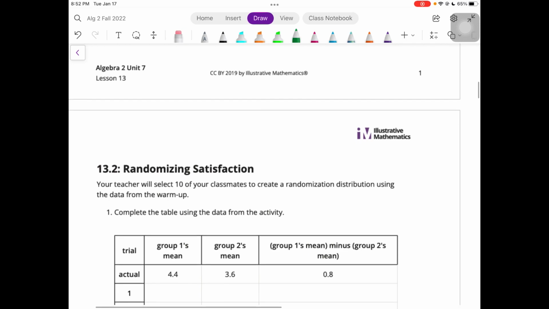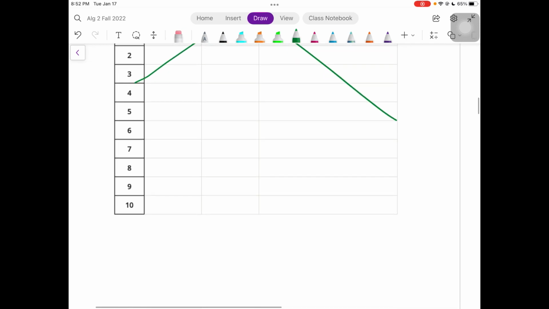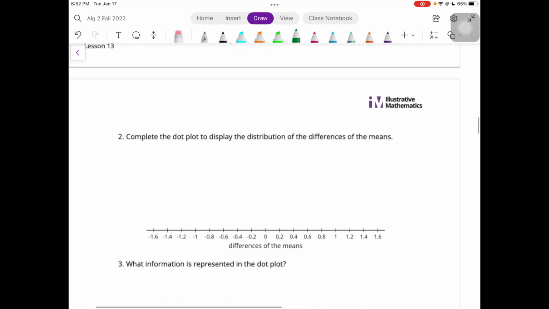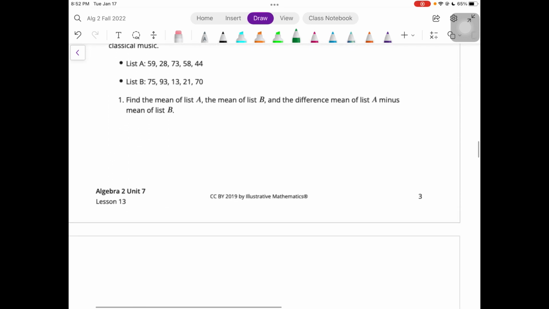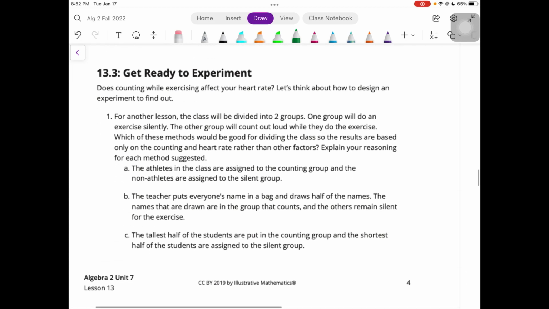All right. We are not going to worry about 13.2, but we will skip to 13.3. Get ready to experiment. Does counting while exercising affect your heart rate? Let's think about how to design an experiment to find out.